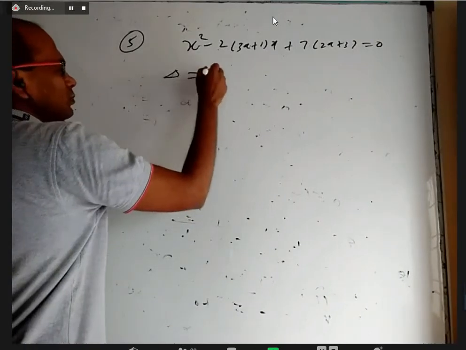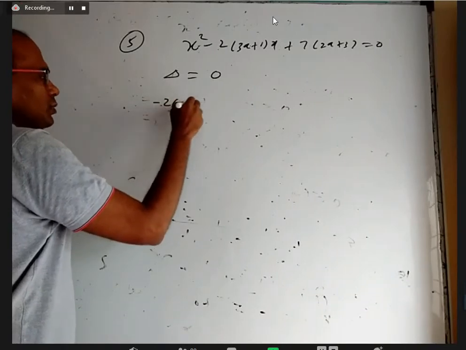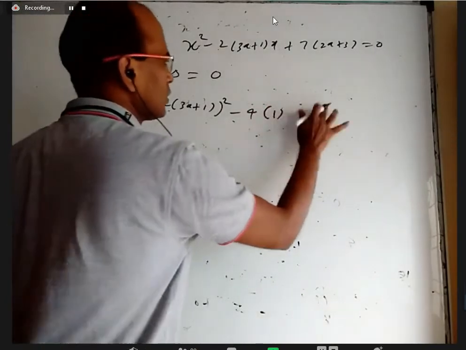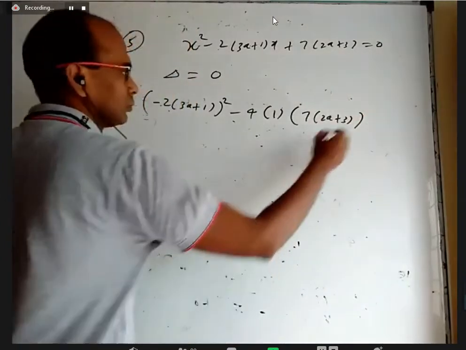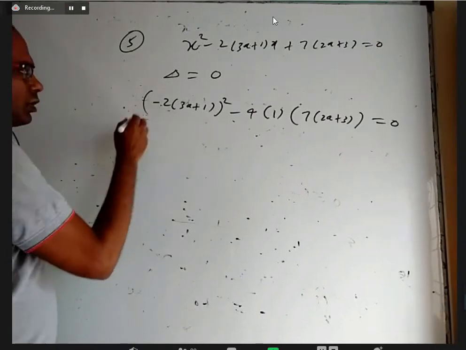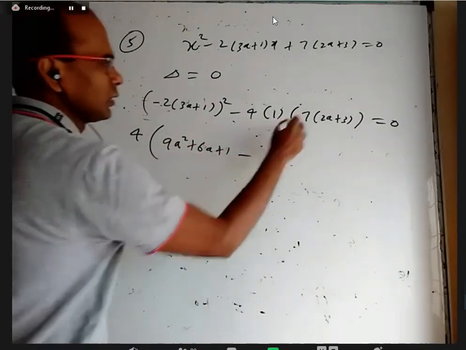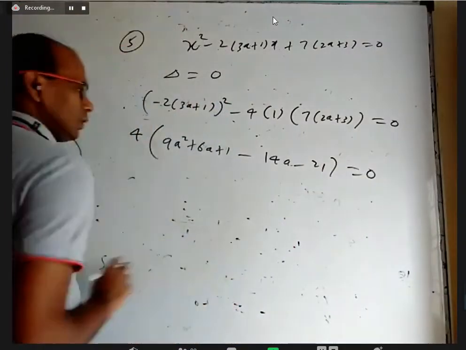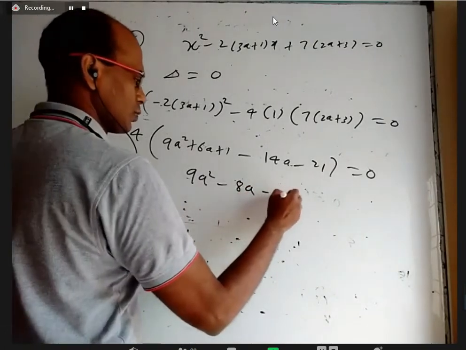So delta equals 0. Delta is b square minus 4ac, so minus 2 into (3a plus 1) whole square, minus 4 into 1 into 7 into (2a plus 3). You can take 4 common. This way, the square will be 9a square plus 6a plus 1, minus 14a minus 21 equal to 0. 4 not required. 9a square minus 8a minus 20 equal to 0.